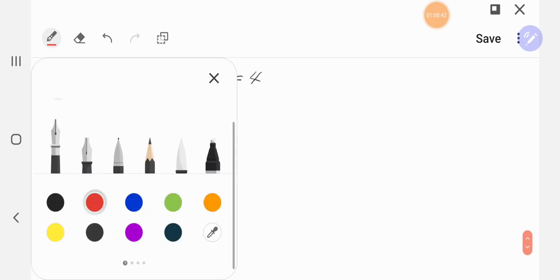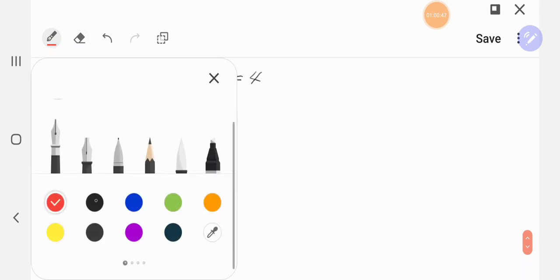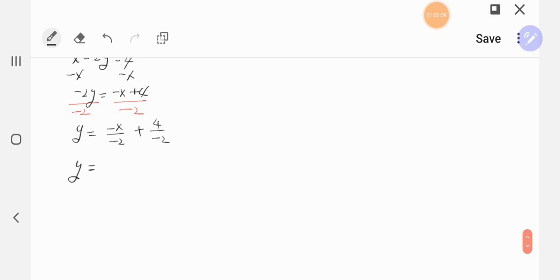Okay, x minus 2y is equal to 4. So we want to rewrite this one in slope-intercept form. So subtract x from each side, then negative 2y is equal to negative x plus 4. And then divide each side by what? Negative 2, right? So that we have only y on the left side of the equation. So y is equal to negative x over negative 2 plus 4 over negative 2. Then simplify each term. Then this is equal to 1 over 2 x minus 2.